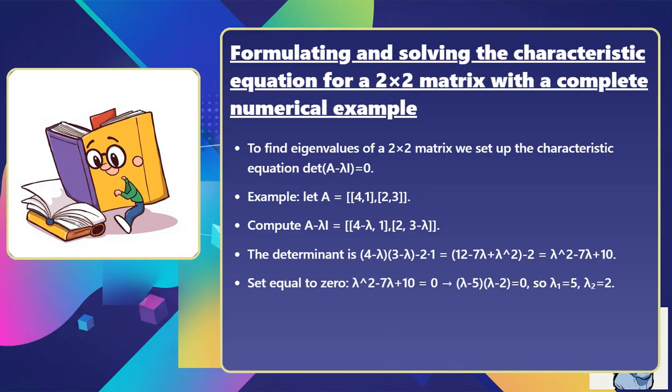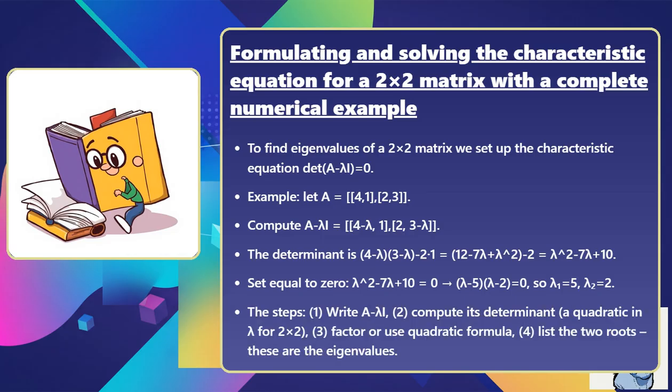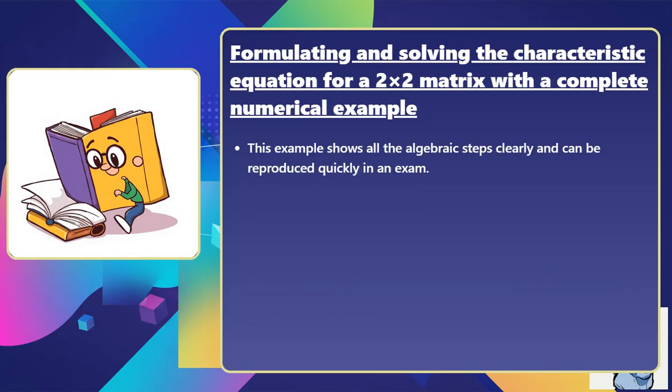Set equal to 0: lambda squared minus 7 lambda plus 10 equals 0 leads to (lambda minus 5) times (lambda minus 2) equals 0, so lambda sub 1 equals 5, lambda sub 2 equals 2. The steps: write A minus lambda I, compute its determinant, get a quadratic in lambda for 2x2, factor or use the quadratic formula, and list the 2 roots; these are the eigenvalues. This example shows all the algebraic steps clearly and can be reproduced quickly in an exam.